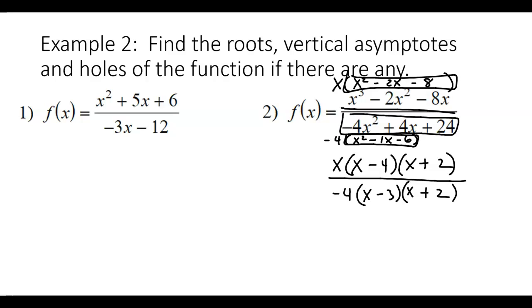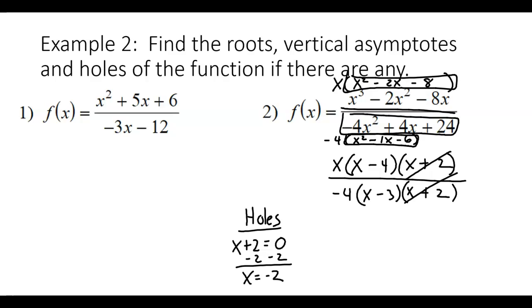All right, now I'm ready to identify the parts. So do I have any holes? A hole is what happens anytime you have a factor that cancels out. As you guys can see, the x plus 2 cancels out. And so this graph will have a hole in it at x plus 2 equals 0. And so that means that at x equals negative 2, this graph is going to have a hole in it.